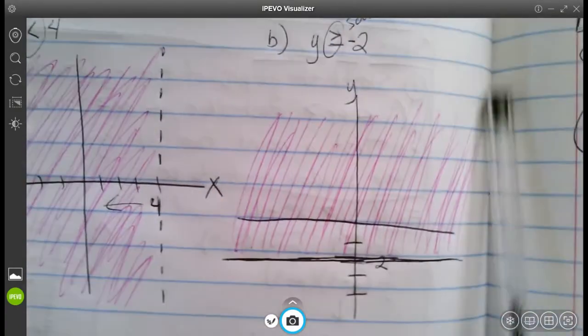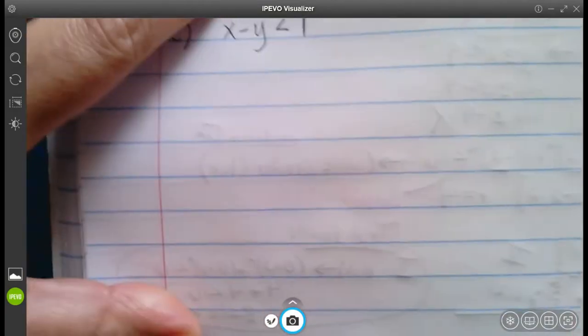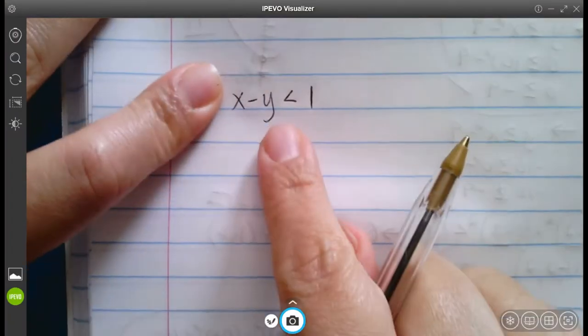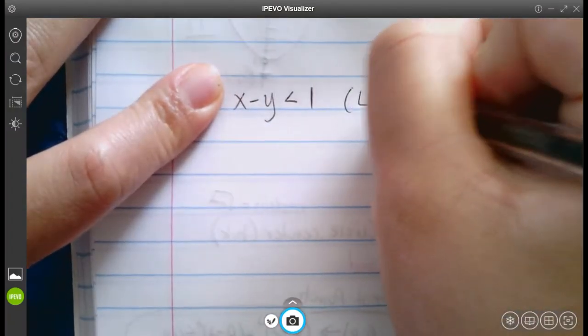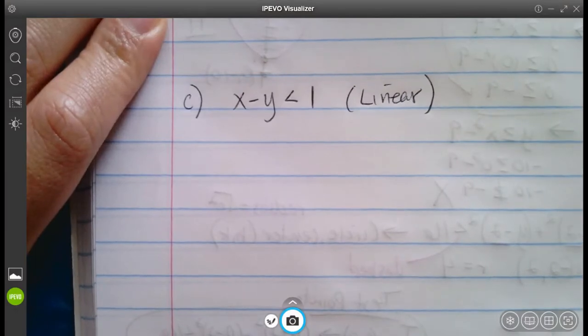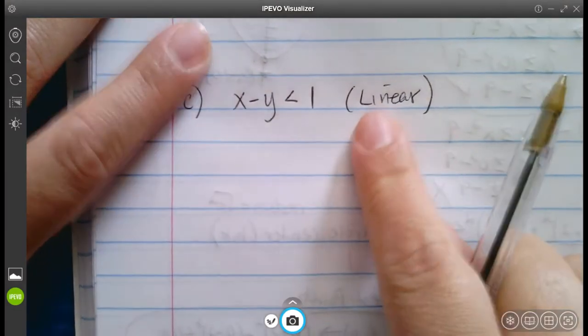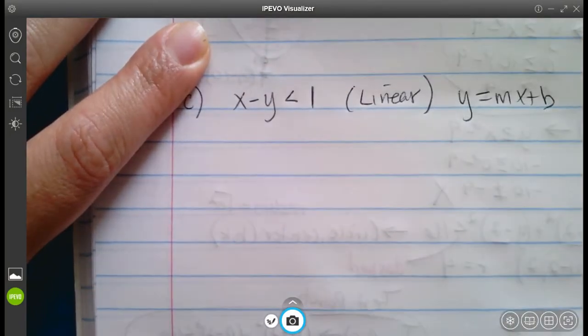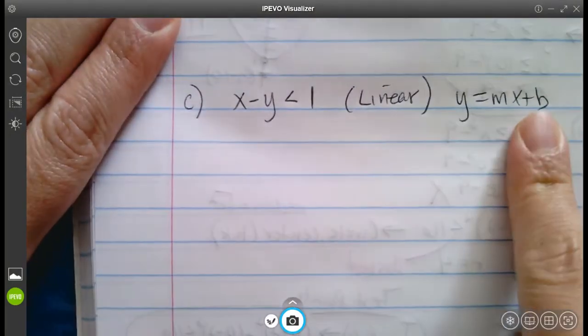Let's look at the last example on this page. x minus y is less than 1. Okay, so this is a linear inequality. The one we did before was a quadratic, and then we saw a circle. This one's going to be a line, so you want to think of it like y equals mx plus b. Okay, so we're going to put that in that format.